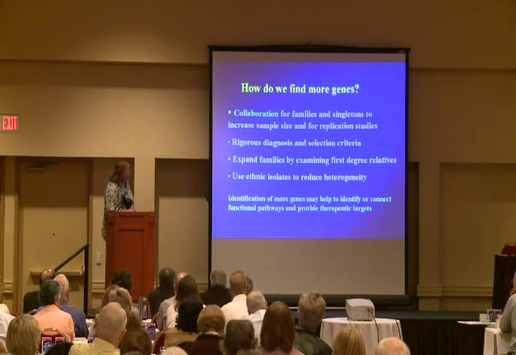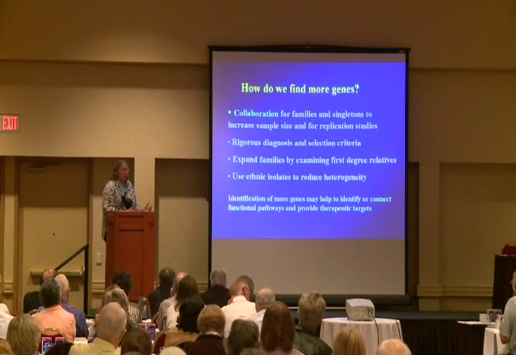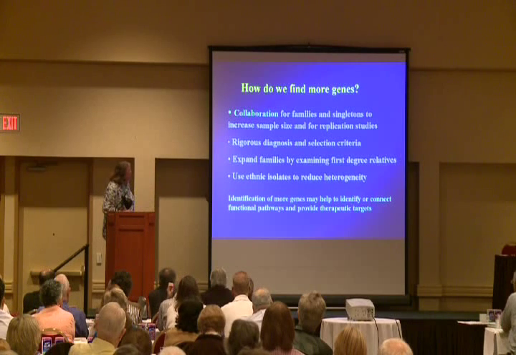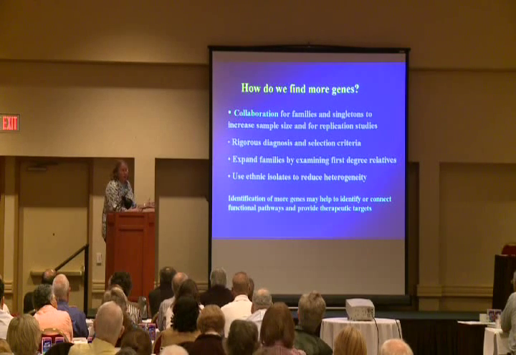We need more rigorous diagnosis and selection criteria. We need to make sure that all of us, when we say that this patient has dystonia of a particular type, are talking in the same language. Because if we mix different things that aren't necessarily really primary dystonia, then that's going to mess up our results. We need to expand the families by examining the first-degree relatives and finding out, do we have any larger pedigrees that we can go back to the old strategy and use the linkage kind of analysis.